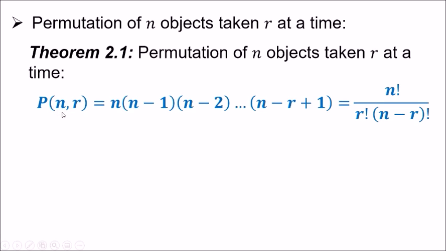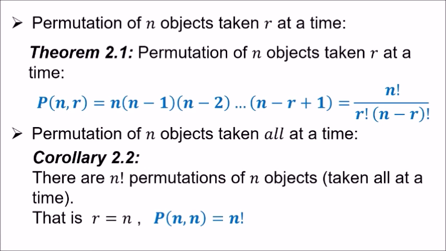Permutation of n taken r is just equal to n times n minus 1 times n minus 2 times n minus 3 and so on and so forth. Or in the formula, we can have here the shortcut: n factorial all over r factorial times the quantity n minus r factorial. And for the permutation of n objects taken all at a time, we have here Corollary 2.2. So there are n factorial permutations of n objects taken all at a time.